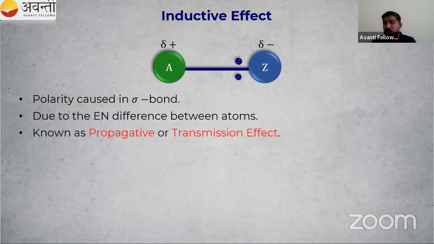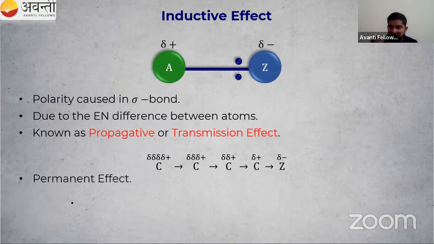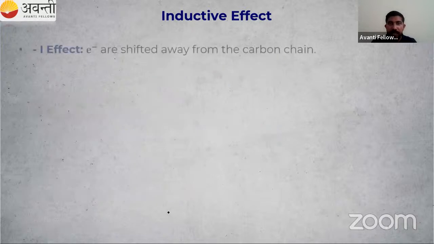Then this is distance dependent. For this carbon there is a higher inductive effect. As the distance increases, the inductive effect decreases. So it is a weak effect, and it is a permanent effect. Inductive effect is inversely proportional to distance, proportional to 1 by distance, right?